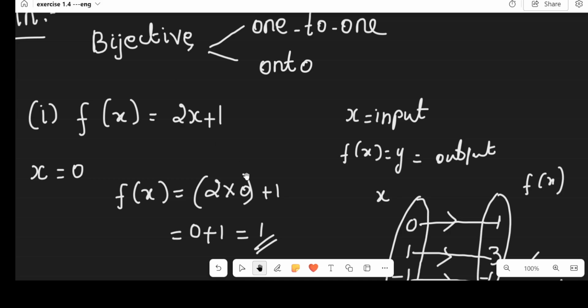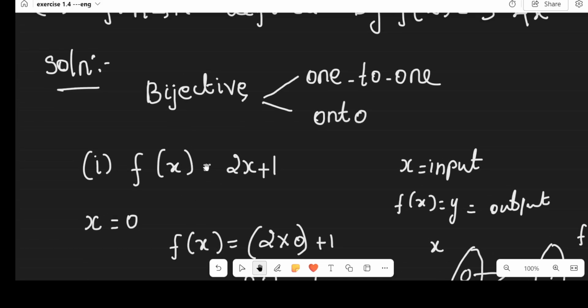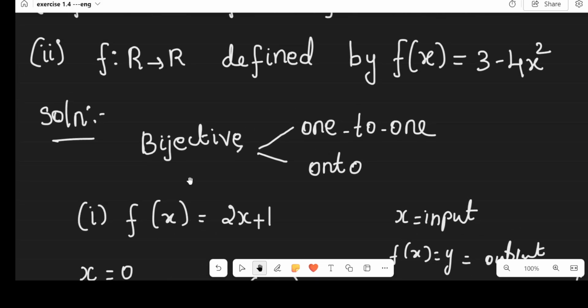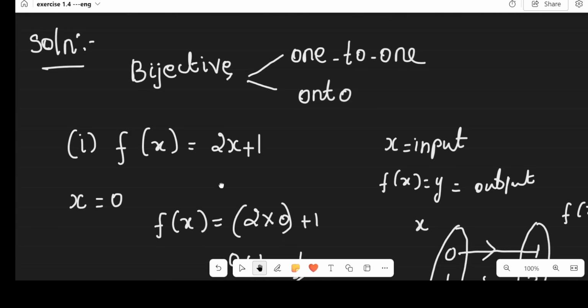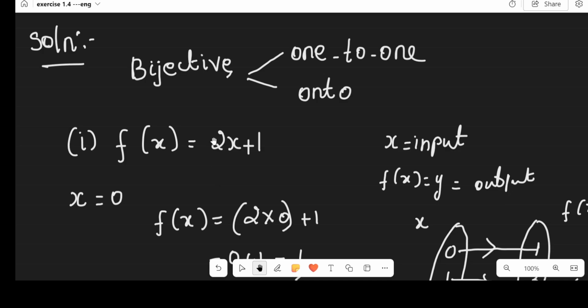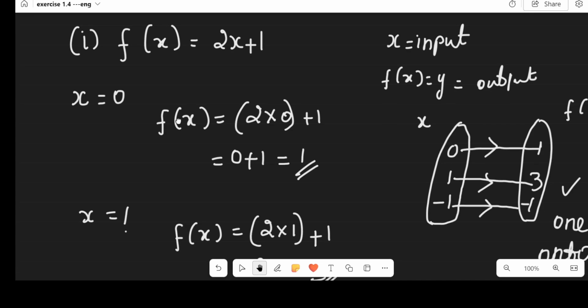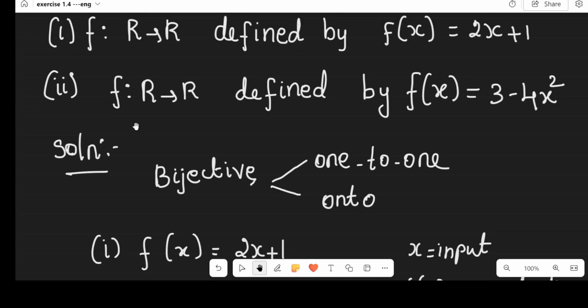Okay, bijective. So the answer should be like this: the function f of x is equal to 2x plus 1 is the bijective function. Why? Because this function satisfies both conditions, one-to-one and onto. So this function is bijective. Okay, this is the first answer for the first sub question. Next question, let's check it out.